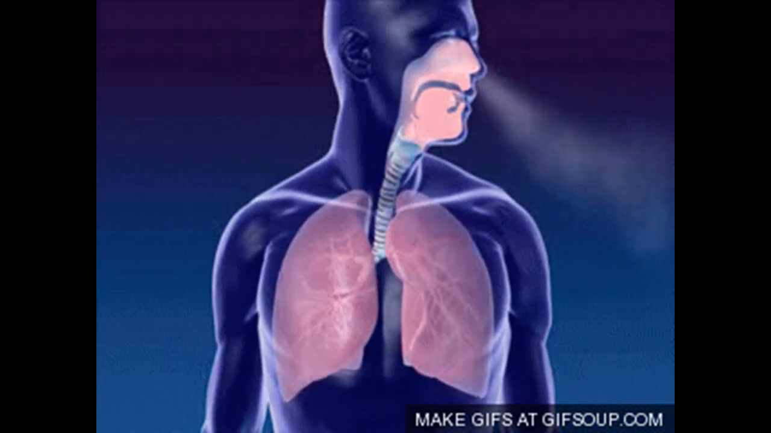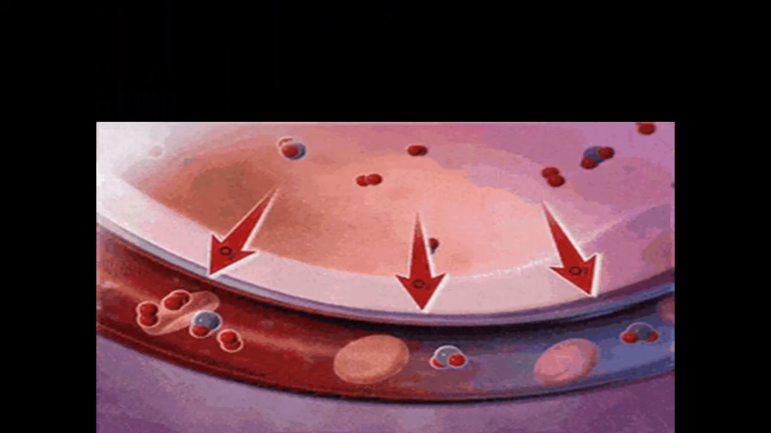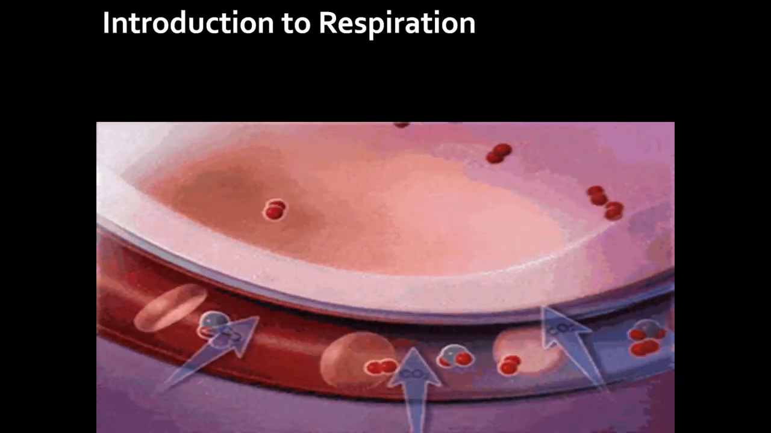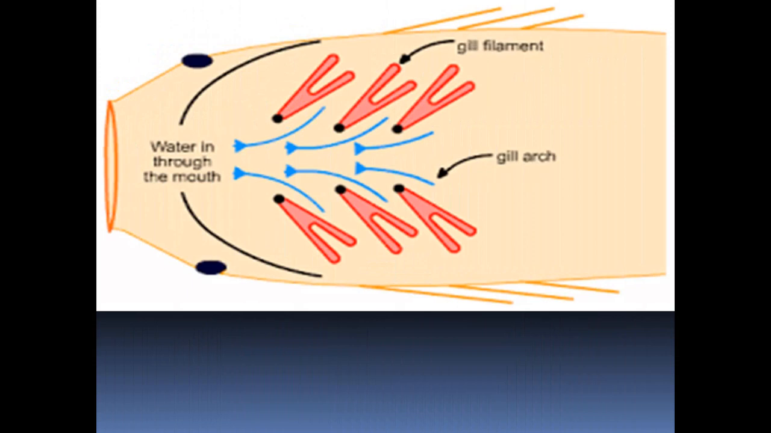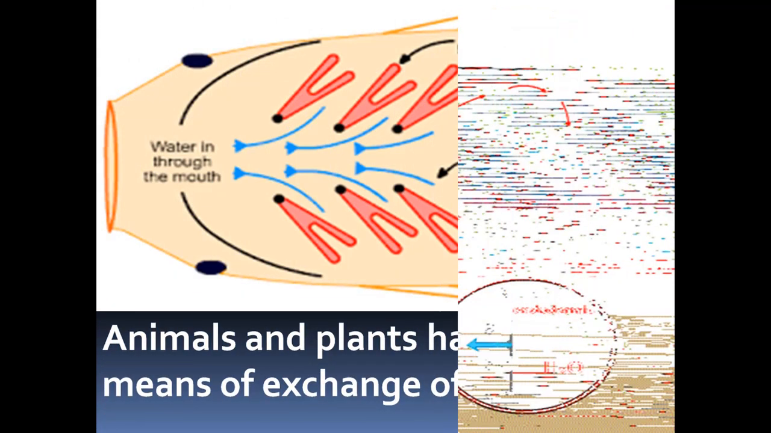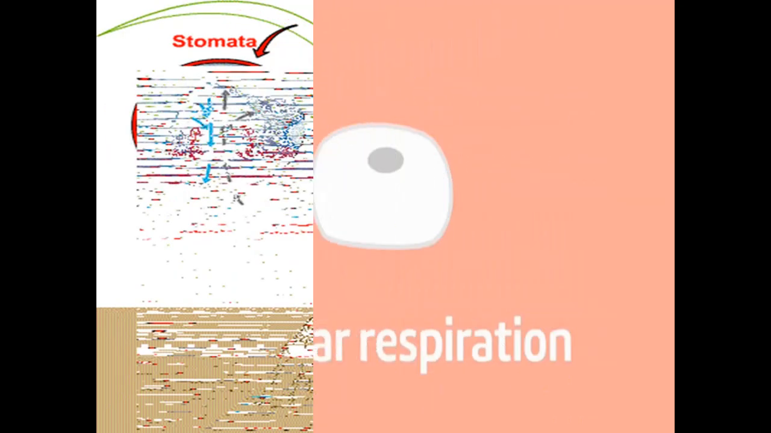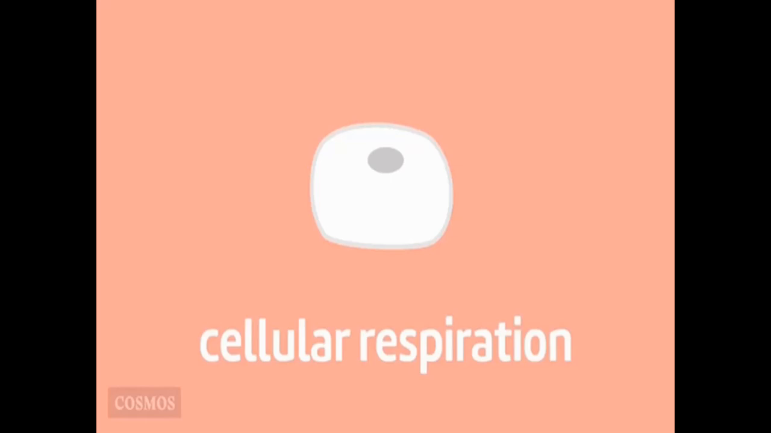The oxygen which is taken in here reaches the blood, and in the blood oxygen is given and carbon dioxide is taken. So, respiration broadly means the exchange of gases. Plants and animals have different means of exchange of gases. In plants also you notice the exchange of gases through the stomata and through the roots.